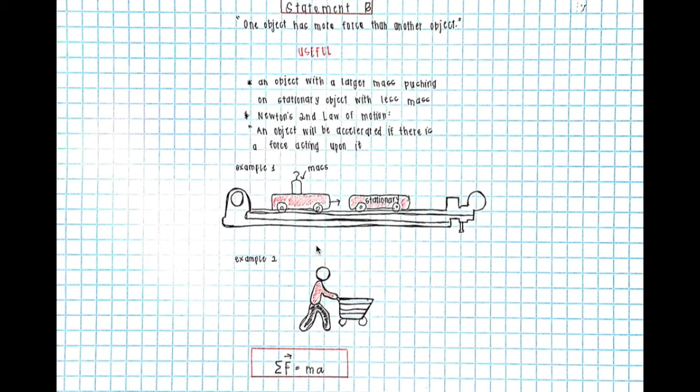In example 2, a person is pushing an empty grocery cart. The person exerts more force because they contain more mass, as long as the grocery cart stays empty. This is all reflected by the equation: the sum of all forces is equal to the mass times acceleration.